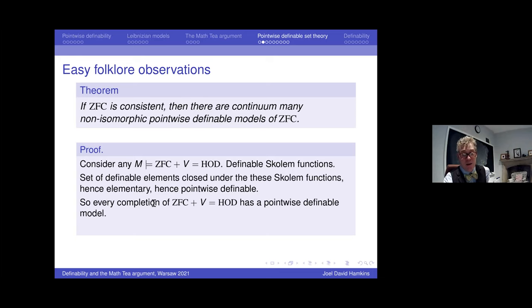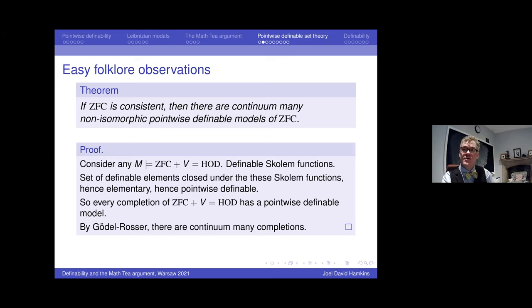So in particular, if I think about this theory ZFC plus V equals HOD, and I take any completion of it at all, then if I take a model of that, and I take the definable elements of it, I'm going to get a pointwise definable model. And there are continuum many different completions of that theory by the Gödel-Rosser incompleteness theorem. And therefore I've got continuum many different pointwise definable models of ZFC this way.